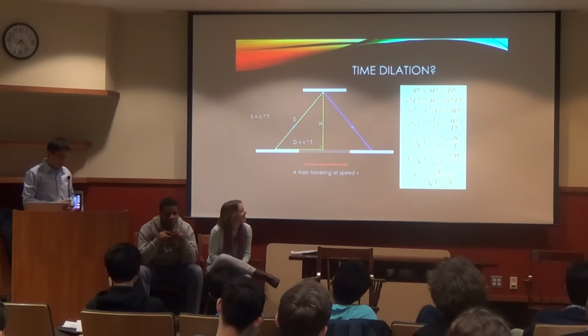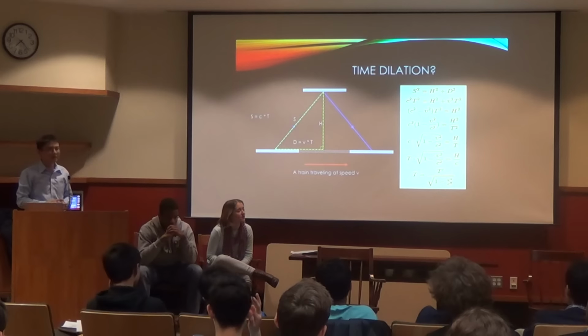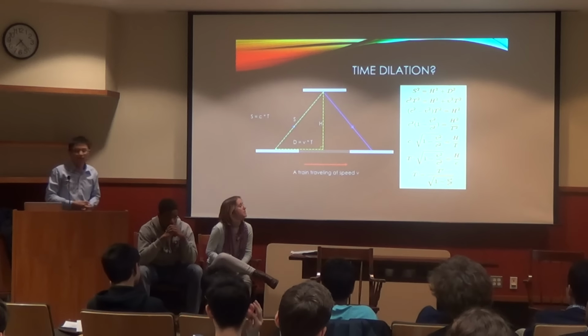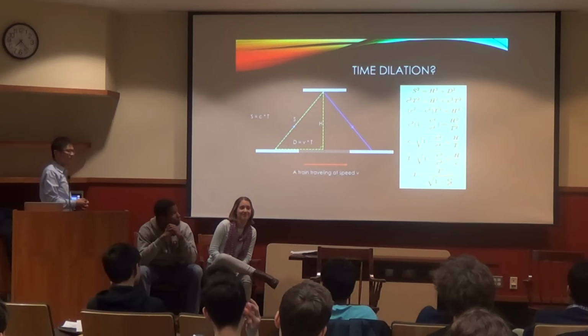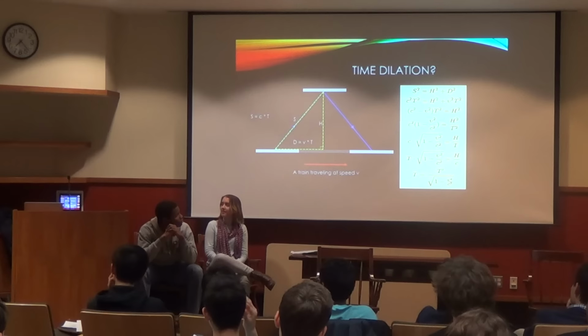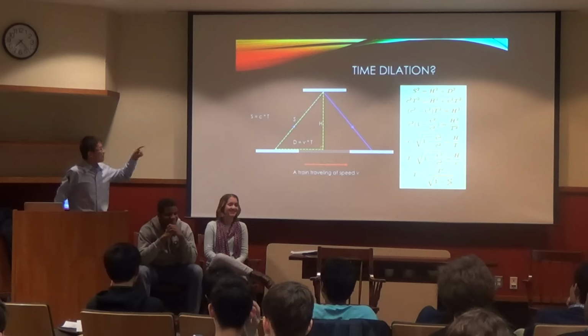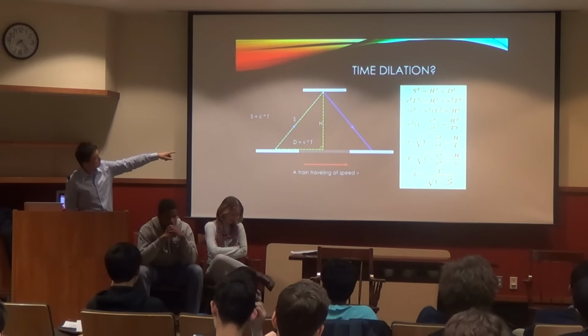Time dilation is the effect that time slows down when I measure it from a moving reference. How do we see this? Again, we will abuse a train that's moving at a very fast speed. But in real life, this doesn't actually happen. If you want a train to move at that kind of speed, it would just travel out of our Earth. That would be hard to pull it back. But think about a train traveling at speed v.